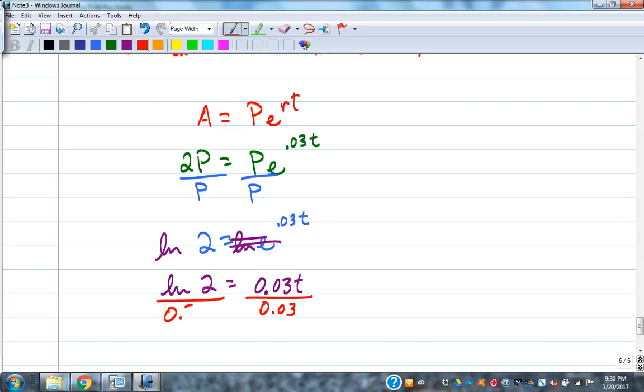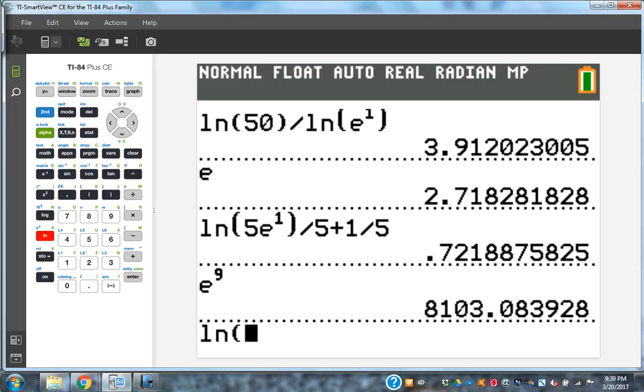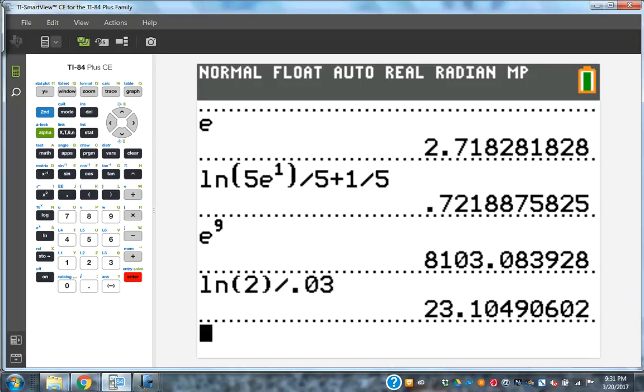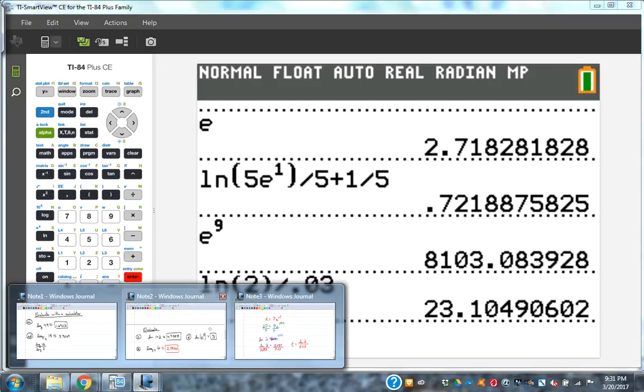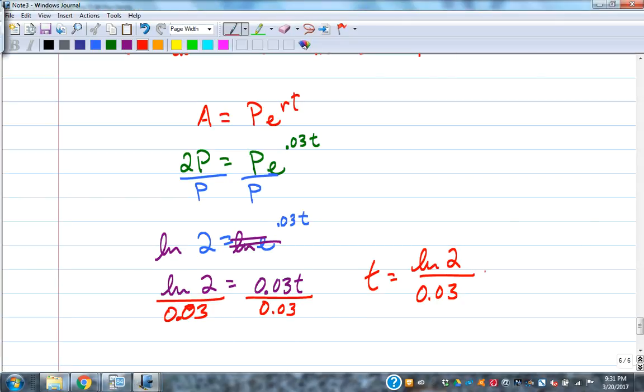That would be a big difference there, wouldn't it? Natural log of 2 divided by 0.03. So I would go to my calculator and type in natural log of 2 divided by 0.03. 23.10 years.